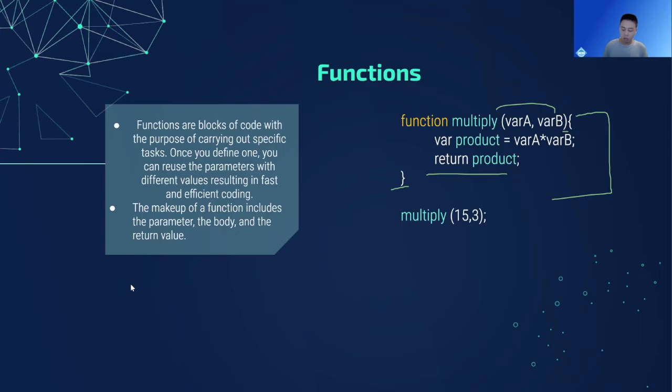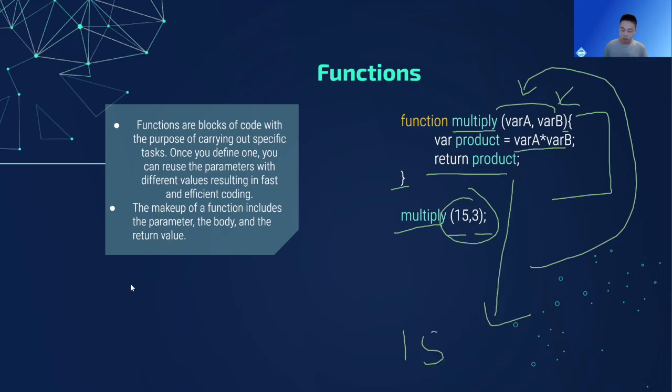Over here, we have the function name, which is multiply. When we call multiply, we give it parameters, which would be, in this case, 15 and 3, which are passed into variables A and B. What we want to do in this one is just the basic multiplication of variables A and B. So what is returned out of this will be 15 times 3, which is, I'm bad at math, I think 45.